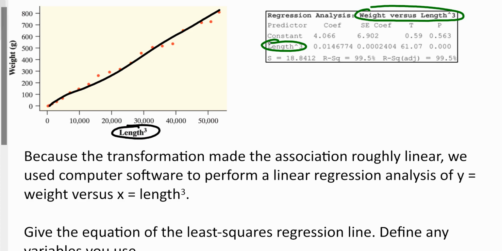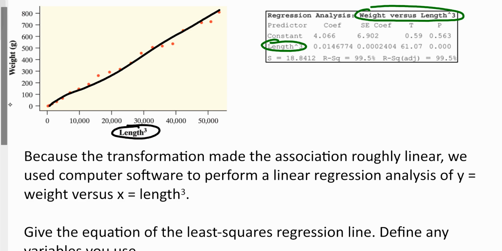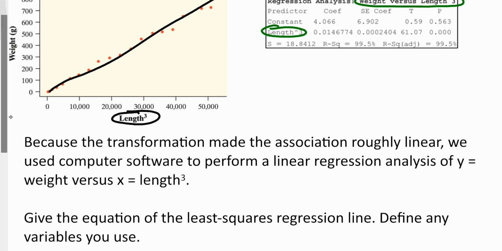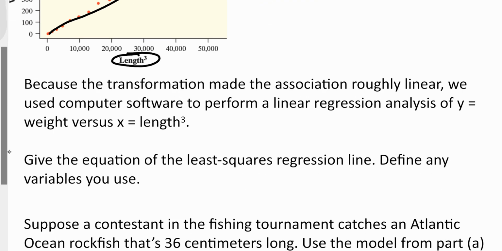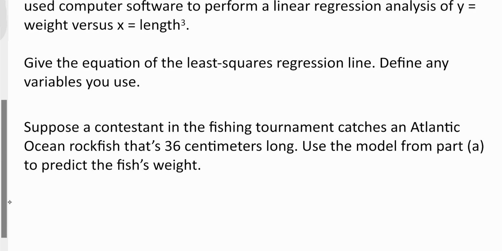Because the transformation made the association roughly linear, we use computer software to perform a linear regression analysis of y equals weight versus x equals length cubed. So give the equation of the least squares regression line and define any variables. If I'm looking at that, my least squares regression line now is going to be slightly different. I've got a couple of questions here. My equation will still be y hat because we are predicting.